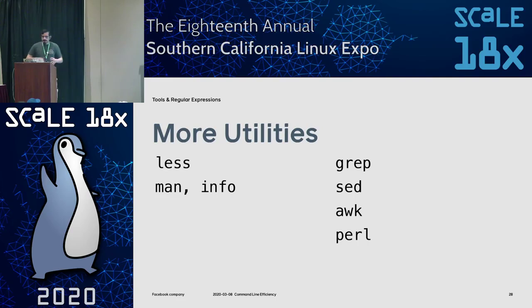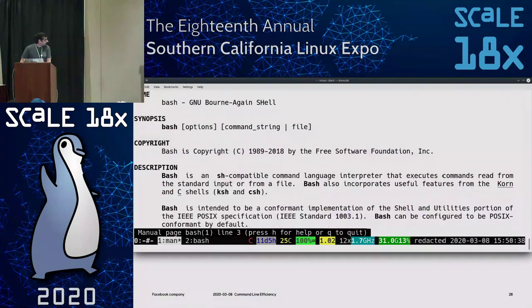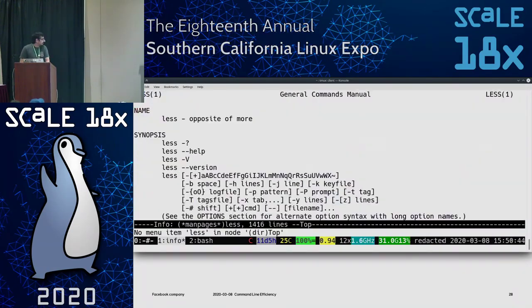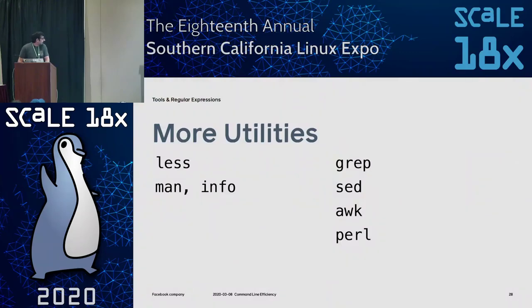Cool. Some more sophisticated utilities. I mentioned man and info before. If you are ever curious about how a command works, what additional options you can use with that command, the man command is for that. If you were interested in how bash works, man space bash would show you the documentation for bash. And some utilities, like the GNU core utilities, also have info pages. So info for less is going to give you even more detail about less and how it works.